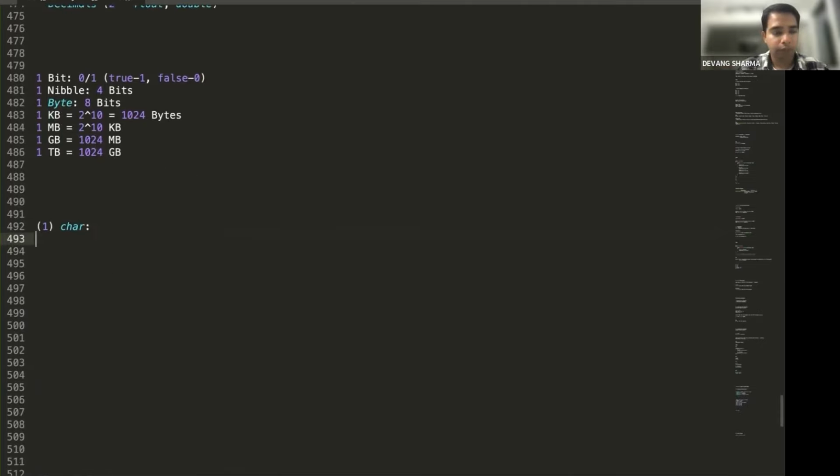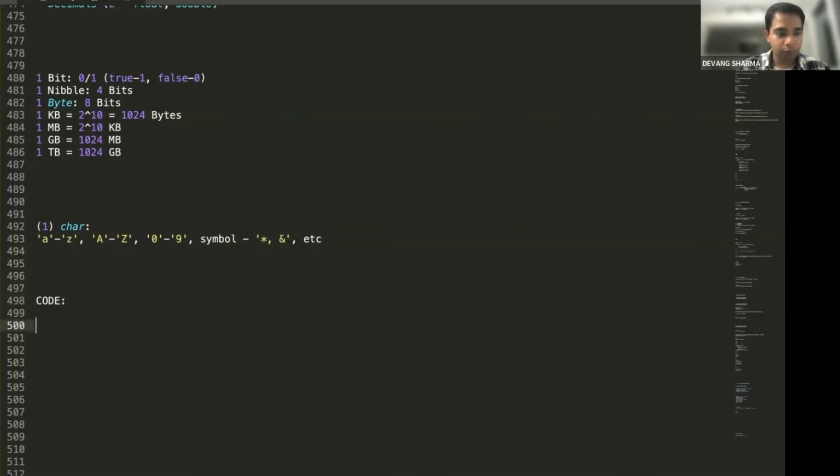Let's talk about char. Character means you can store anything between A to Z, capital A to capital Z, 0 to 9, any symbol, which can be in terms of star, in terms of and, etc. So you can store small a to z, you can store capital A to Z, you can store 0 to 9 or any symbols that you want to store. Okay. Let's start with the code. The code is char c = 'a'.